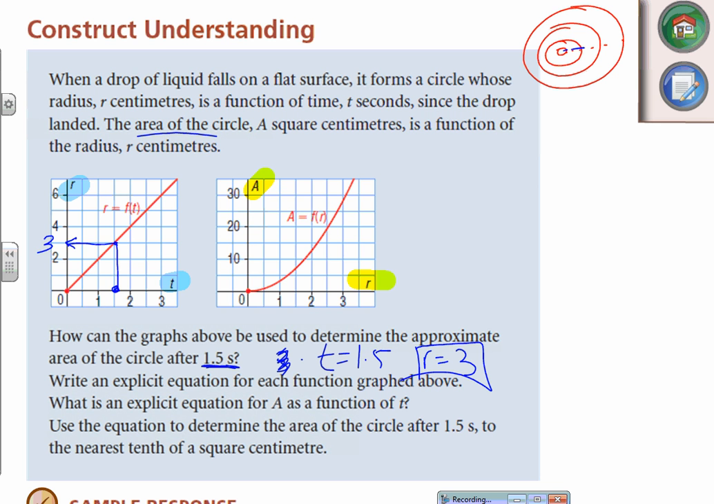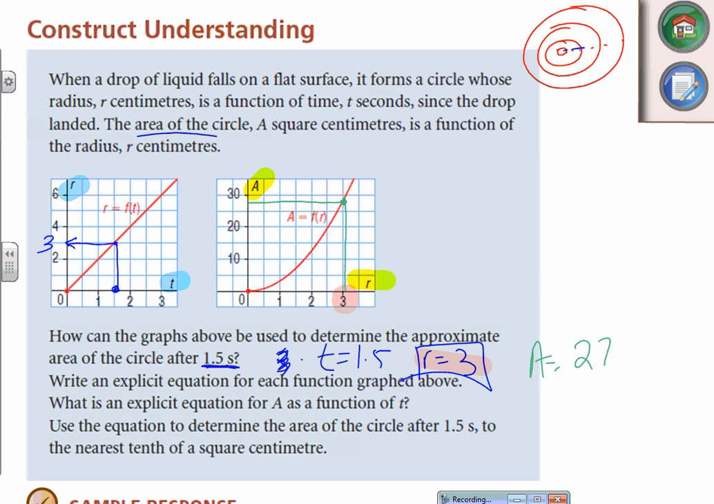We're looking at a place where r equals 3. We go into the second graph and we find where r is 3 centimeters. At this point, we go up and find the connection point there. It's a little bit past half, so maybe let's say the area is maybe 27-ish, something like that.